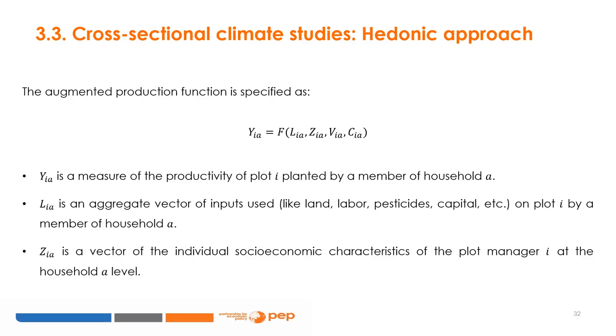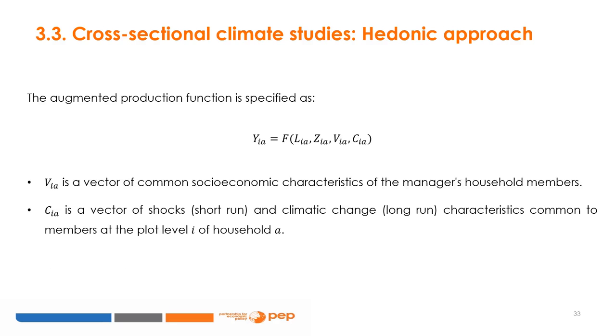The augmented production function Y_ia is a function of L_ia, Z_ia, V_ia, and C_ia. Specifically, Y_ia is a measure of the productivity of plot i planted by a member of household a. L_ia is an aggregate vector of inputs used, like land, labor, pesticides, capital, etc., on plot i by a member of household a. Z_ia is a vector of the individual socioeconomic characteristics of the plot manager i at the household a level. V_ia is a vector of common socioeconomic characteristics of the manager's household members. C_ia is a vector of shocks, short run, and climatic change, long run, characteristics common to members at the plot level i of household a.